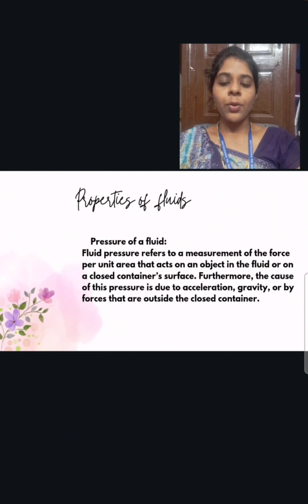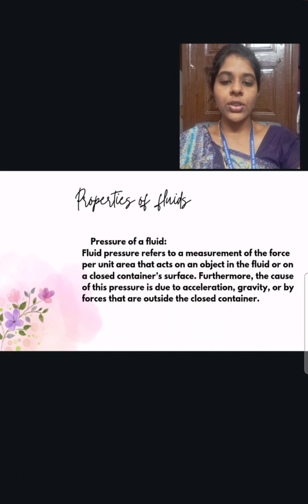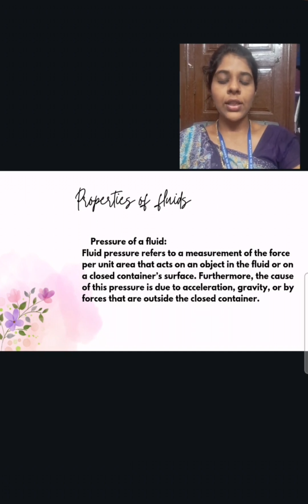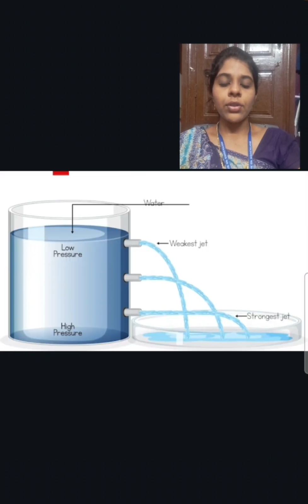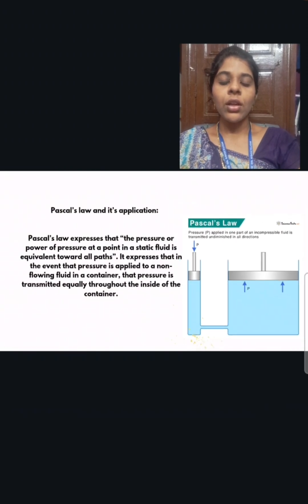And from the properties of solids, we move to the pressure of a fluid. Fluid pressure refers to a measurement of the force per unit area that acts on an object in the fluid or on a closed container's surface. Furthermore, the cause of this pressure is due to acceleration, gravity, or forces that are outside the closed container. Now let's see the diagram of the fluid pressure.